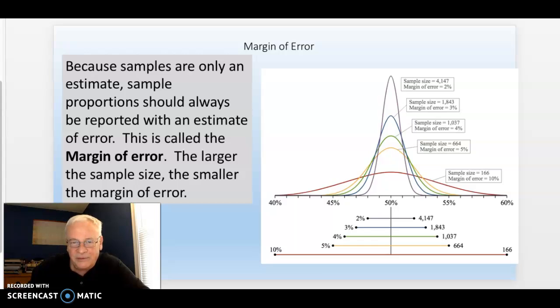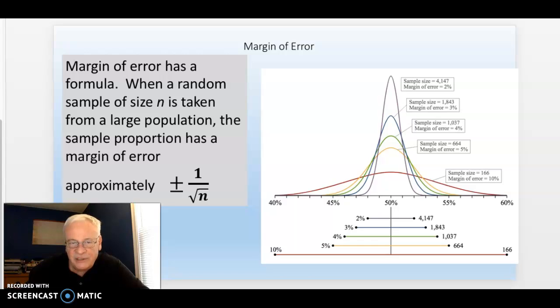Guys, because samples are only an estimate, a sample proportion should always be reported with some estimate of error. We're estimating the entire population parameter. So when we use a statistic from a sample, we want to include some margin of error. The larger the sample size, the smaller the margin of error. Again, the larger the sample size, the smaller the margin of error.